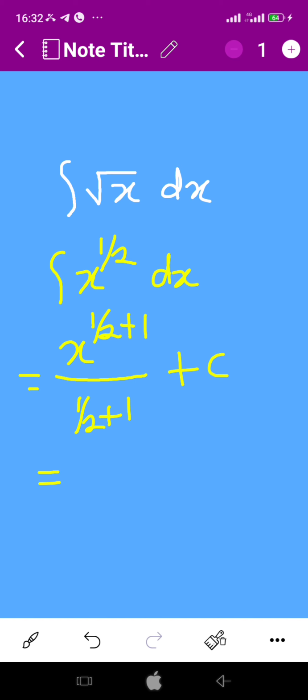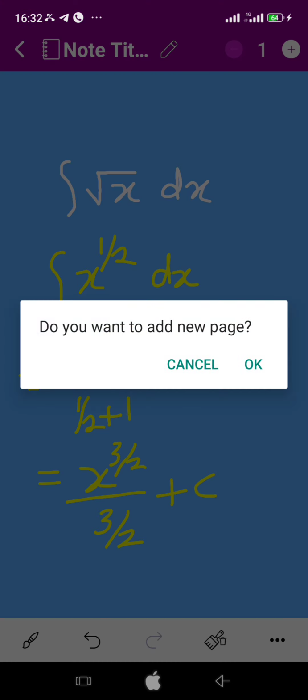Now we have x raised to the power 3 over 2 all over 3 over 2 plus c. C is the arbitrary constant. Okay, now we move on. Let us now go to the next page and finish up this assignment. But before we do that, we see we have a denominator which is 3 over 2, and we are going to observe the law of reciprocal here. On the next page you see how we do it, so let's go to the next page.